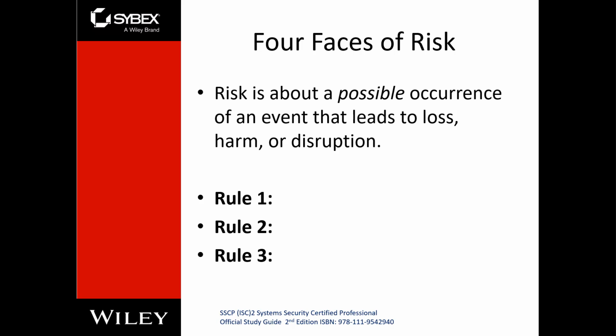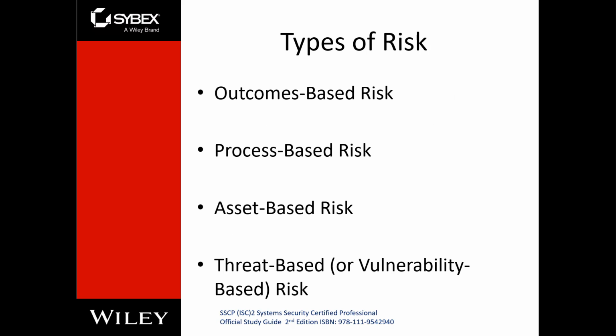Things will end, and the sad part is, normally money, time, and effort or energy are required to deal with it. So what are these four faces of risk? In reality, that just is a clever way of saying types of risk. There are four main types of risk: outcome-based, process-based, asset-based, and threat-based or vulnerability-based. So in reality, there's five here. It's just our book loves to combine that last one for whatever reason.